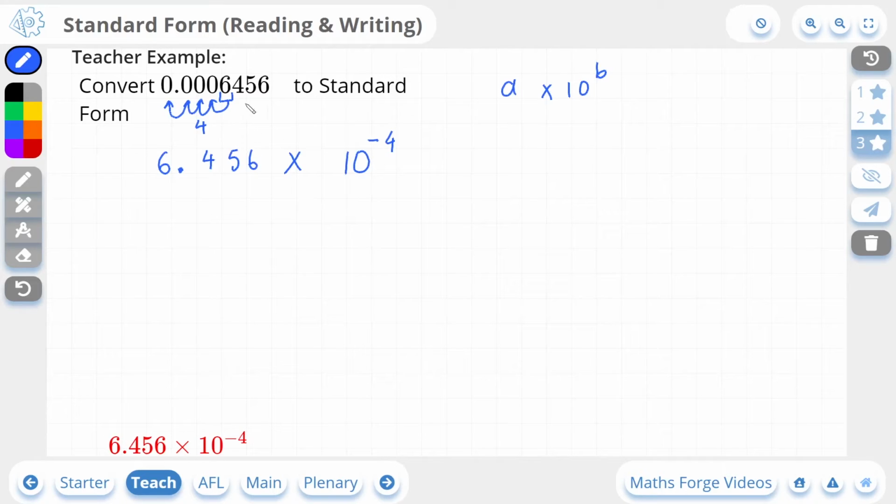So I'll just run through that one more time very quickly. Ask yourself, how many places do you have to move this 6 across to get it to be a number between 1 and 10? Because don't forget, that's the condition for writing a number in standard form. In our example, we had to move it 4 spaces because 6.456 is a number between 1 and 10. And because the original value is much smaller than the value we've modified it to, we multiply it by 10 to a negative power. And the actual value of the power is how many spaces you moved it across.